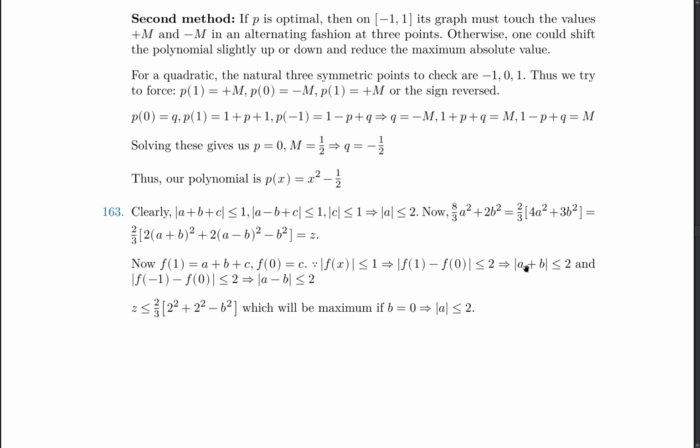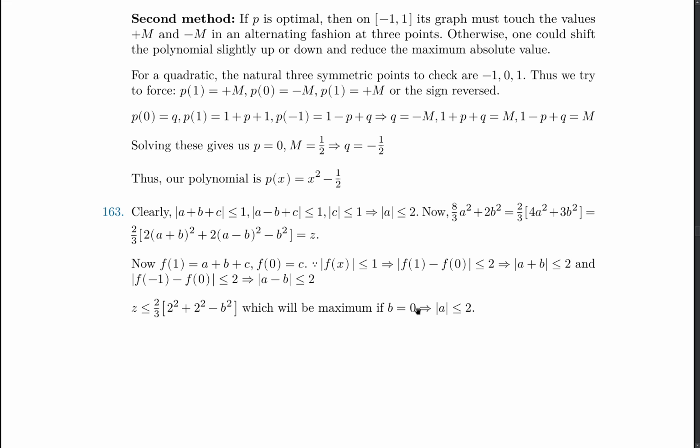If you see that a plus b is less than equal to 2 and a minus b is less than equal to 2, if you want to maximize both, then b has to be 0. If b is not 0, then both cannot be maximized. In any case, we take the value 2 from both the cases and put it here. And if you want to maximize this, that is z, this will be 0. That is, b will be 0.